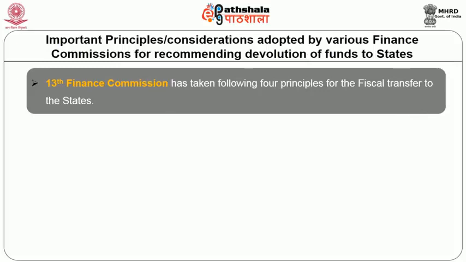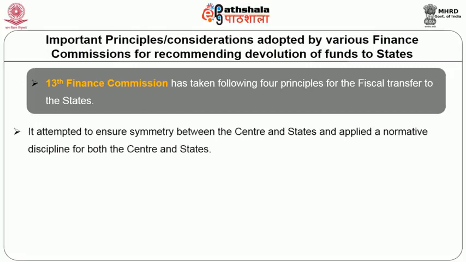The 13th Finance Commission has taken the following four principles for the fiscal transfer to the states. These are: it attempted to ensure symmetry between the center and states and applied a normative discipline for both the center and the states.